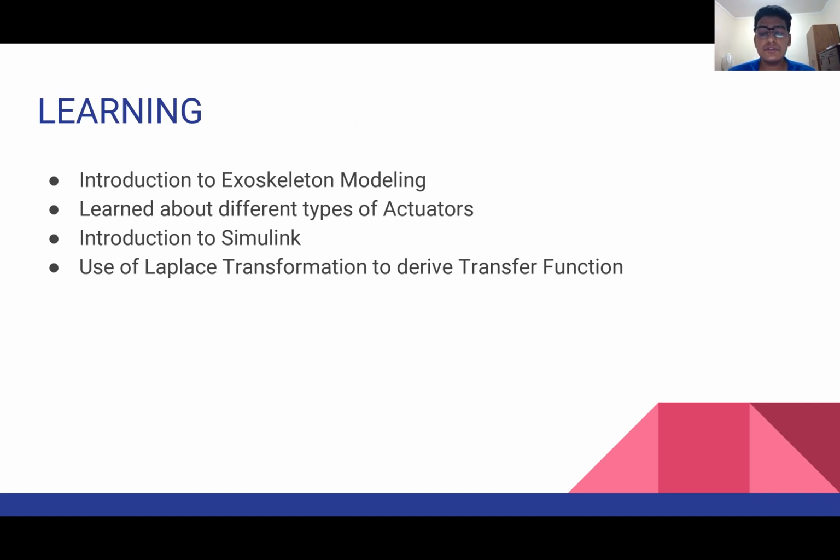Introduction to Simulink is one of the most important things as well. I learned a little bit about Simulink in my previous semester with Professor Howard, but now I was really curious about how to use Simulink to gain actual values from a real life project. So this project allowed me to learn about that, and also the use of Laplace transformation to derive transfer functions, because the transfer function in the end allows me to set up the block diagram which we use in Simulink. We had an introduction to Laplace transformation last semester in the Mechatronics class, but this course allowed me to use it in a real life project.